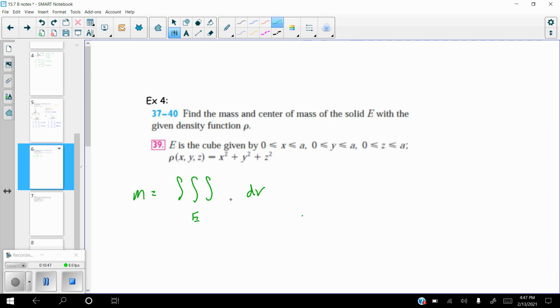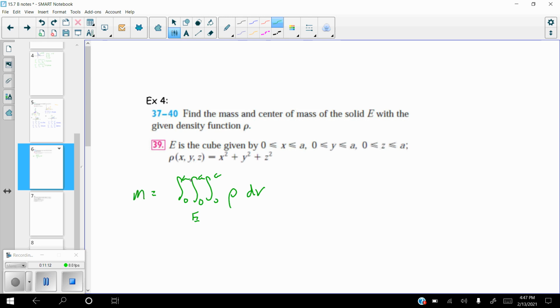That's not supposed to be M, that's supposed to be rho, sorry. I don't really need to set all this up for you because it's all 0 to a. Every single one of these is going to be 0 to a. I'll write it on this one, but not again afterwards. Then you plug in your density function, which is x squared plus y squared plus z squared, and start taking antiderivatives. You can't separate them, but everything's constant, so it makes it easier.